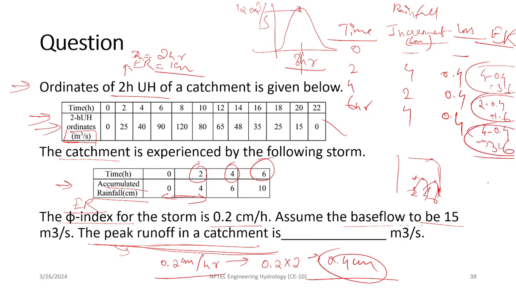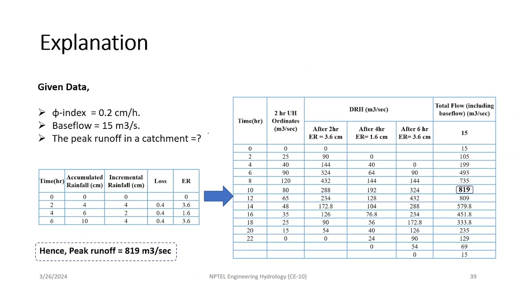Accordingly we will multiply it with the ordinates. These are the ordinates. Recall some of the questions we already solved where we were dividing the ordinates with effective rainfall. Okay, this is the problem. Now see, we have inputs like phi index, we have inputs of base flow, and we need to compute the peak runoff in the catchment.